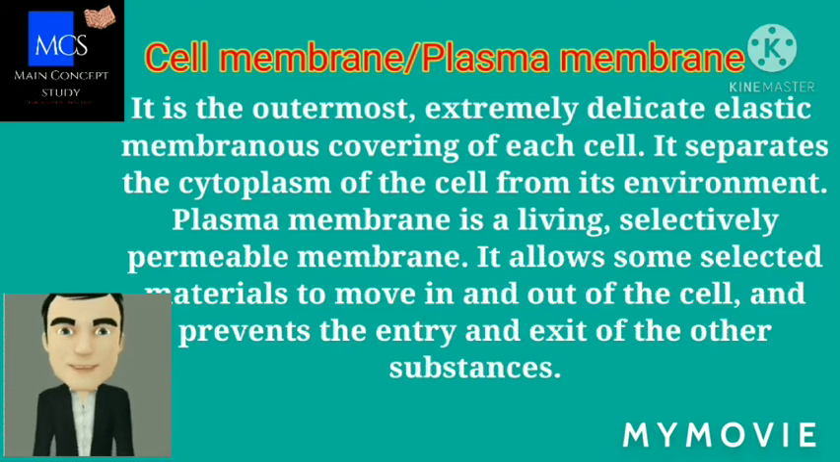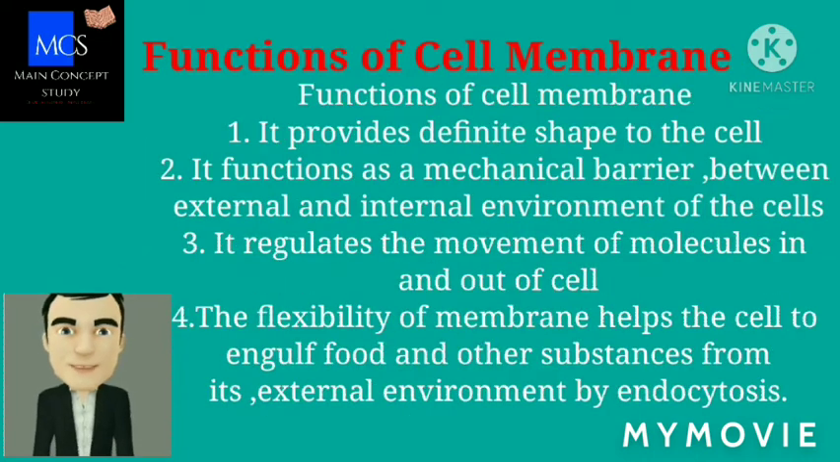It allows some selected materials to move in and out of the cell, and prevents the entry and exit of the other substances. Functions of cell membrane: it provides definite shape to the cell. It functions as a mechanical barrier between the external and internal environment of the cell. It regulates the movement of molecules in and out of the cell. The flexibility of the membrane helps the cell to engulf food and other substances from its external environment by endocytosis.